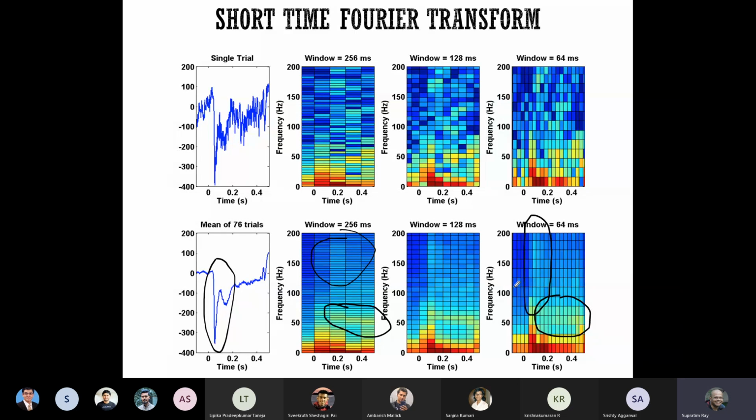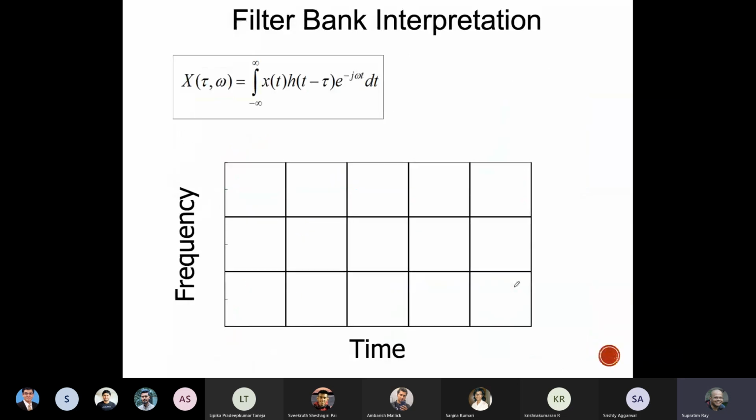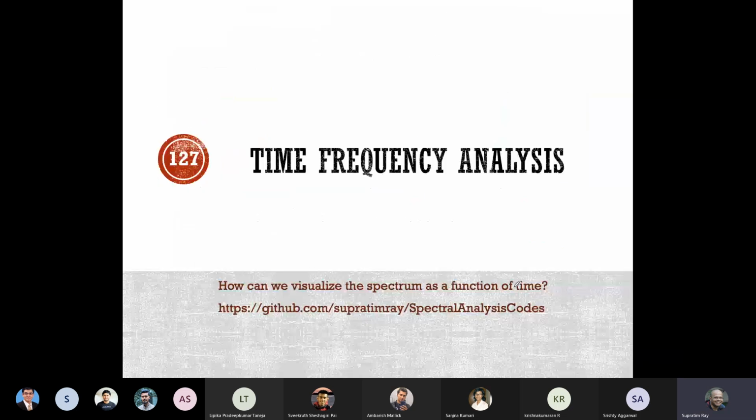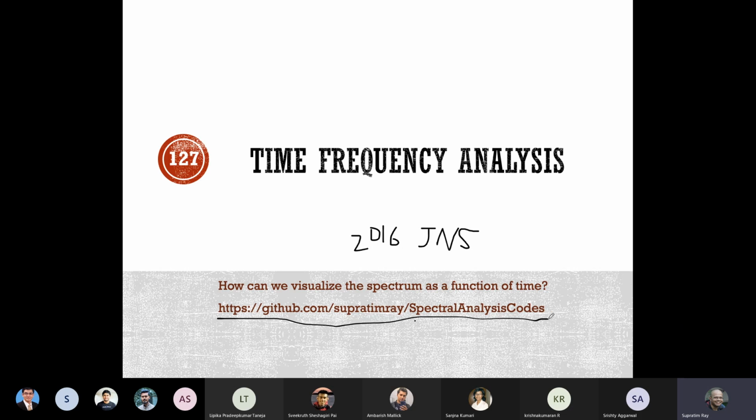So that's what I'm going to do from next class. Please go over this paper that I mentioned. It's a 2016 Journal of Neuroscience paper, and it explains all these methods in very easy terms. And you can also look at these codes here. In fact, there's a homework problem, so you'll have to use these codes to complete your homework. But please get going on this because we'll be doing this for the next few classes now.